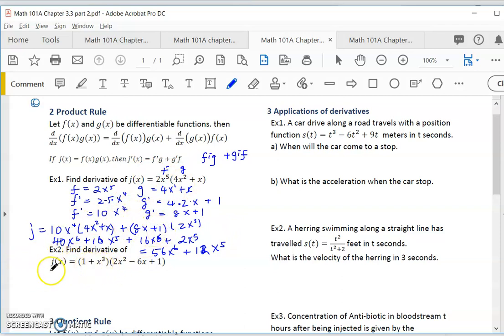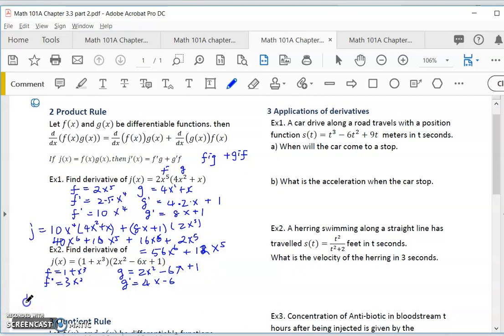Okay, so do this one. So I will say this is f. F is equal to 1 plus x cubed. And then g is equal to 2x squared minus 6x plus 1. Then below it, I do f prime, which is a derivative of the 1 plus x cubed. So it's just 3x squared because the 1 is just 0. G prime is 4x minus 6 because 1 again is a constant.